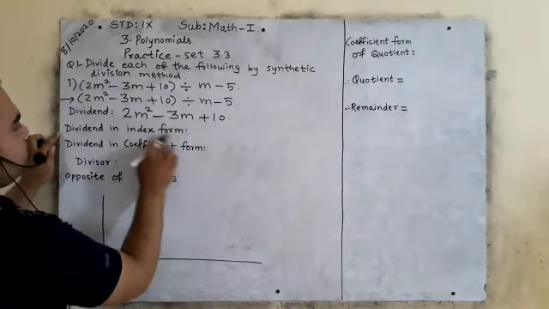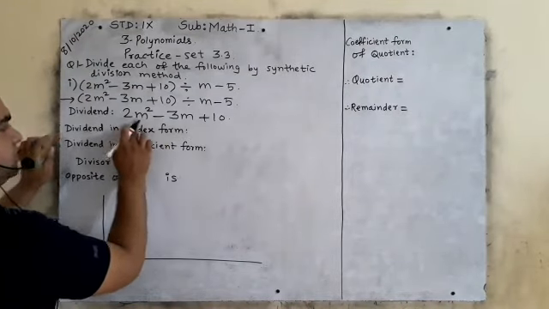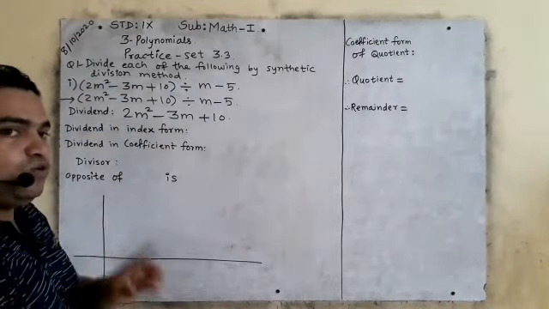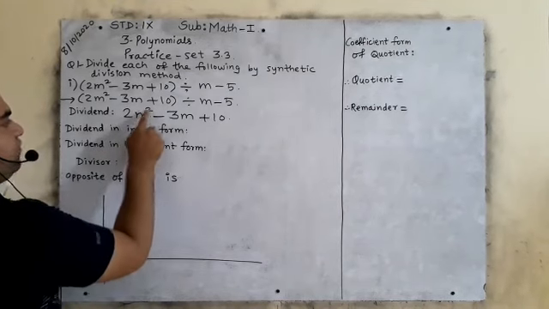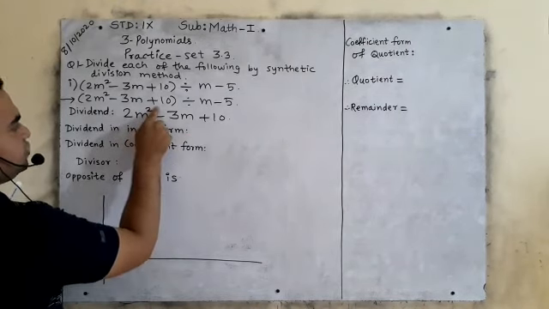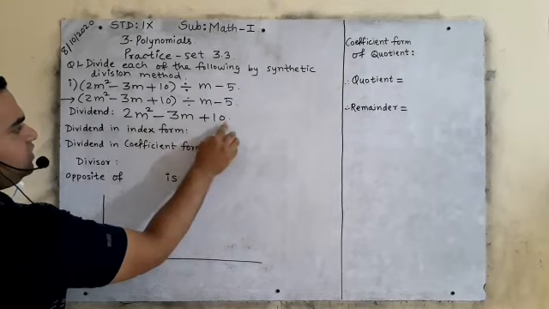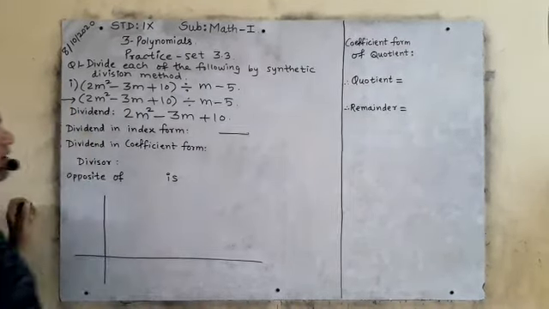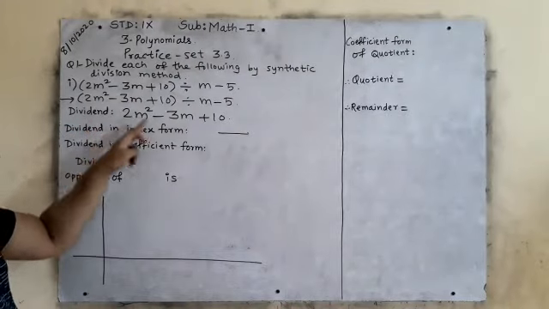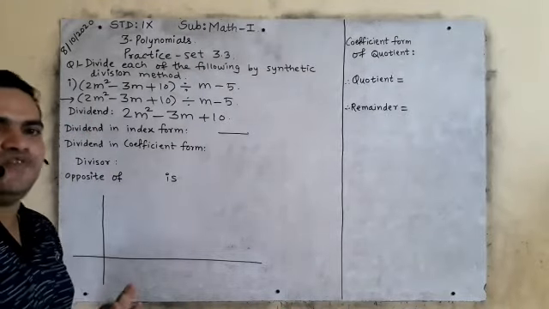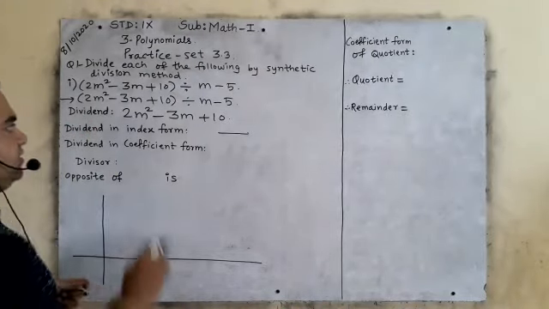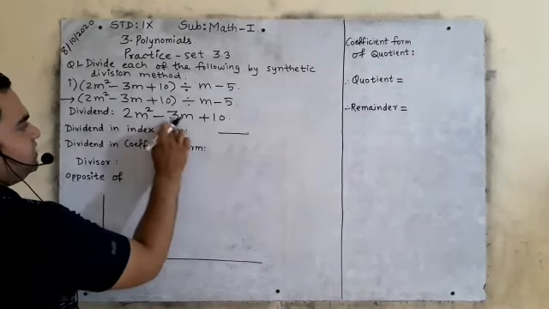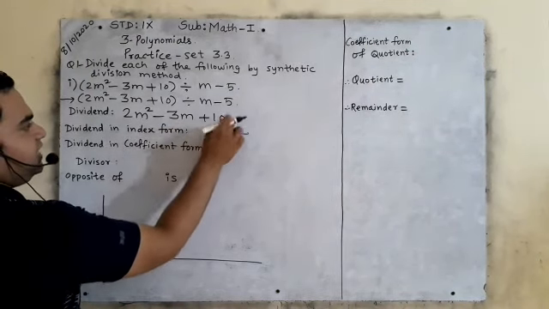Dividend in the index form. Is it in the index form? See, the degree of m. m is the only variable. So the degree of m is in index form. m square, m raised to 1. Here m raised to 0. Yes, it is in the standard form. So here nothing will come, because the given dividend is already in the index form. No term is absent. 2m square minus 3m raised to 1 plus 10m raised to 0.